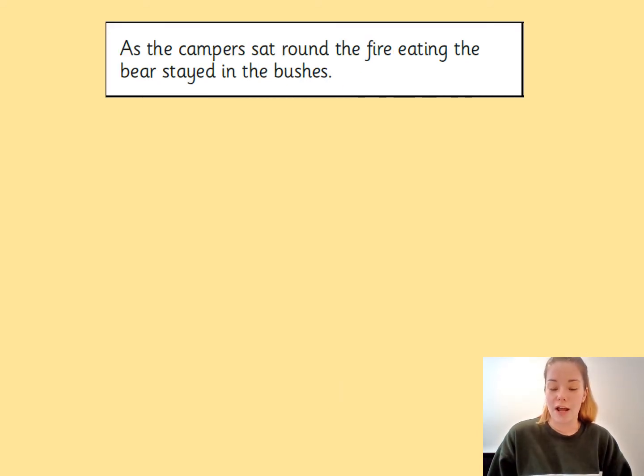Okay, let's have a look at another example together then. As the campers sat round the fire eating, the bear stayed in the bushes. Do you think we should be using a comma in this sentence? Where do you think it should go and why?